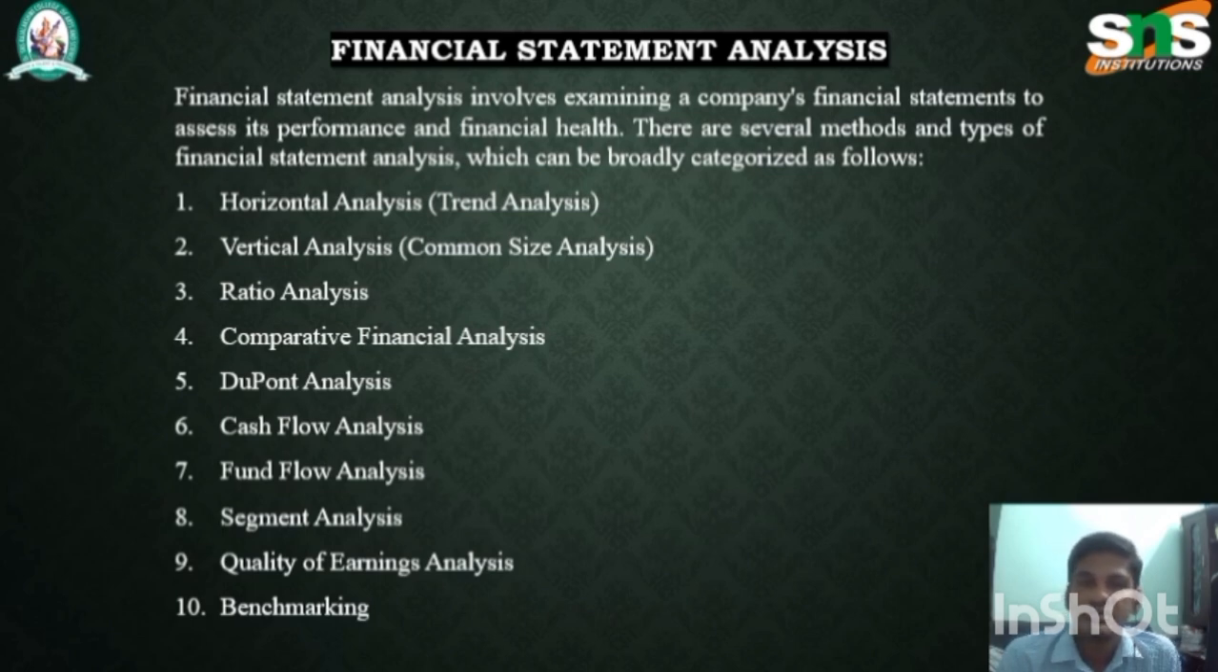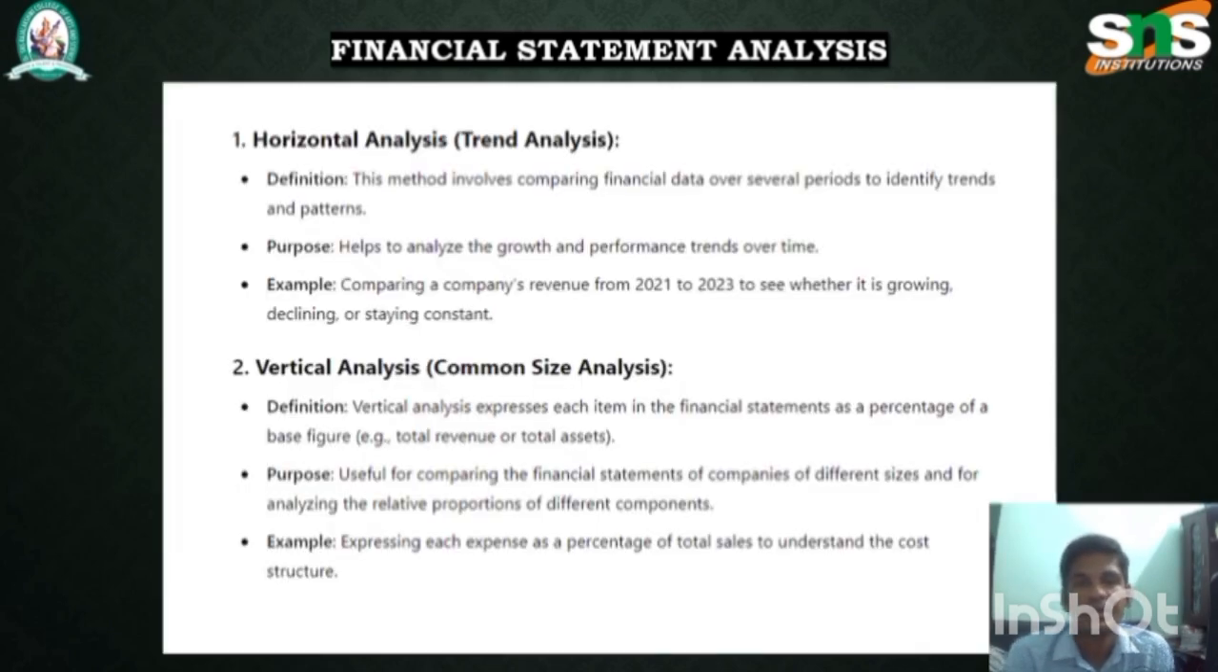Then the fourth type is comparative financial analysis. Then the fifth one is DuPont analysis. Then cash flow analysis, funds flow analysis, segment analysis, quality of earnings analysis, benchmarking. So we'll be looking at them as we go along, one by one. The first one is horizontal analysis.